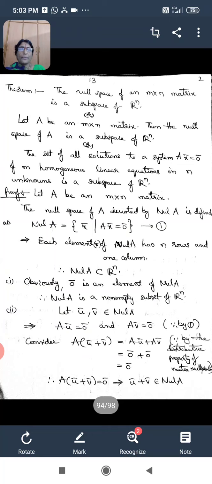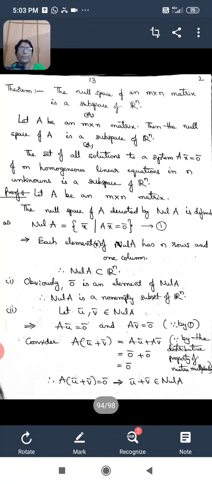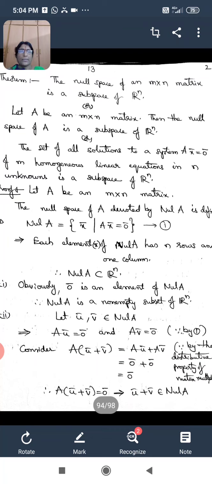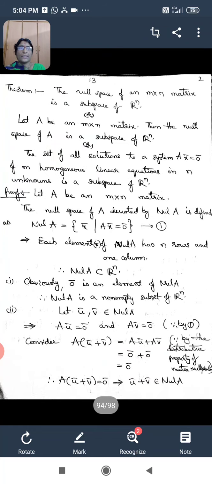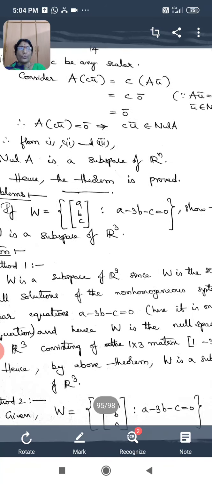So u bar plus v bar is an element of the set null A. That means, in this second bit, we could prove that the sum of two vectors which are in null A is again in null A. That means addition of vectors is closed in null A. That is what we have proved.